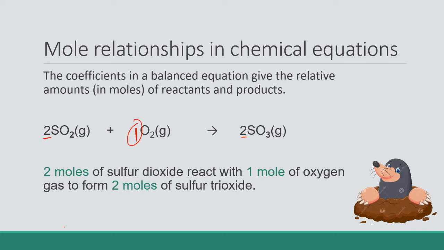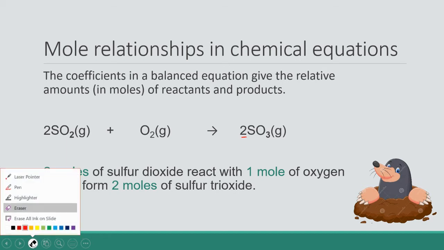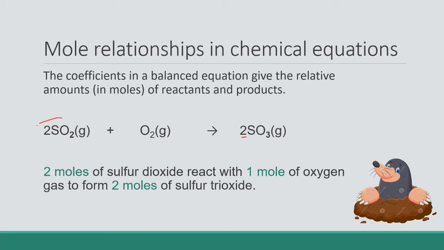So what this equation is saying, if we were talking in terms of particles, is that there are 2 molecules of sulfur dioxide, there is 1 molecule of oxygen gas, and there are 2 molecules of sulfur trioxide. Because molecules are really, really small, we talk about moles of molecules. So we've got 2 moles of sulfur dioxide reacts with 1 mole of oxygen gas to form 2 moles of sulfur trioxide.